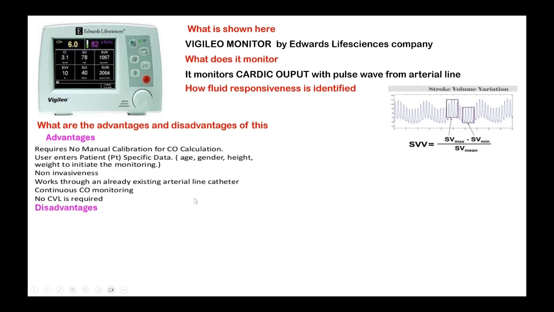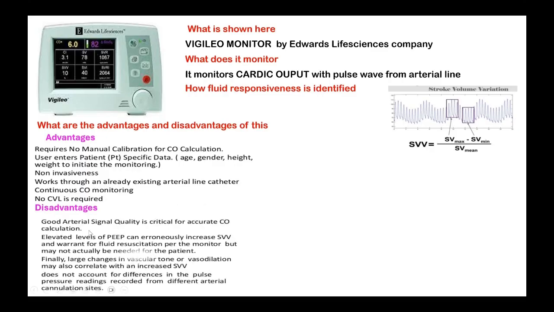Disadvantages: it is high cost. Good arterial signal quality is critical for accurate cardiac output. Elevated levels of PEEP can erroneously increase the stroke volume variation and warrant fluid resuscitation. Large changes in vascular tone or vasodilation may also not give an accurate reading, and it does not account for differences in the pulse pressure readings recorded from different arterial cannulation sites. So the standard is the radial artery.